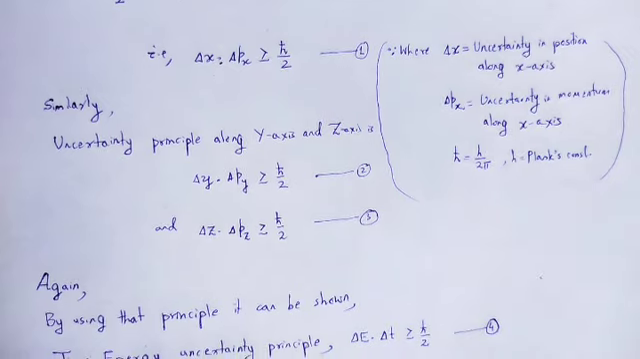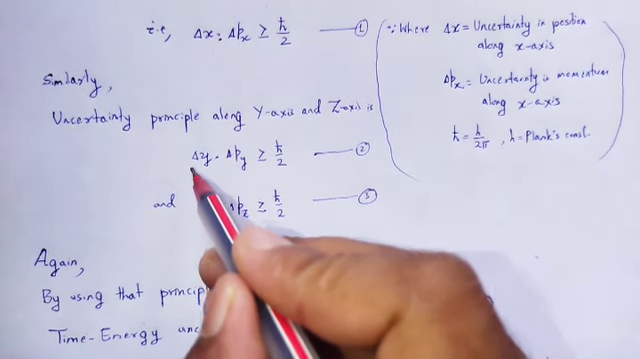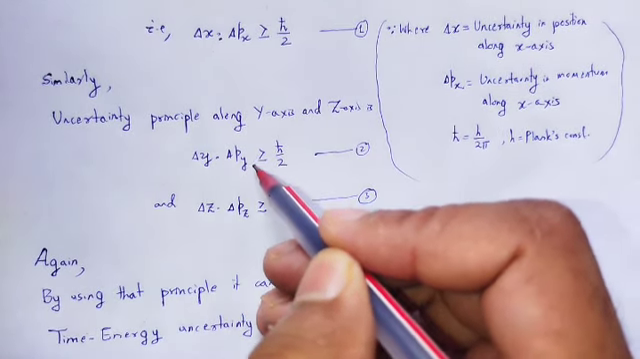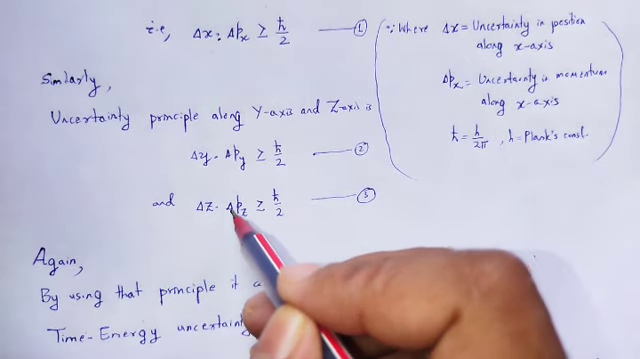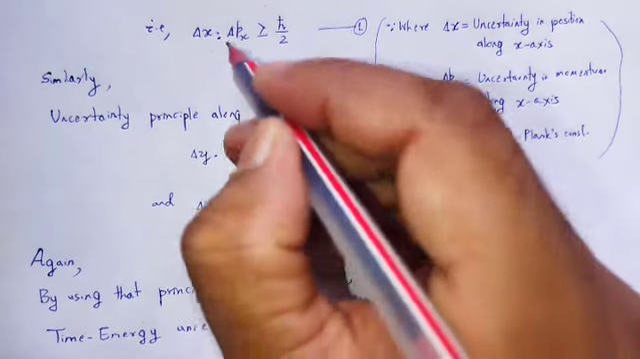Similarly, if we consider it along the y axis and z axis, Δy Δpy is greater than or equal to ħ/2, and Δz Δpz is greater than or equal to ħ/2.